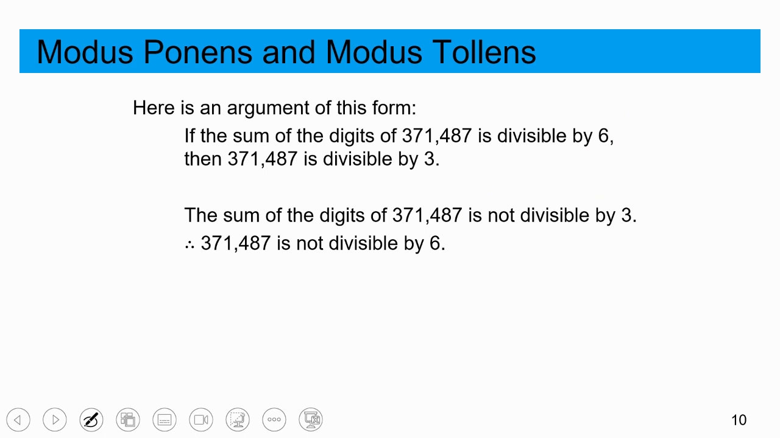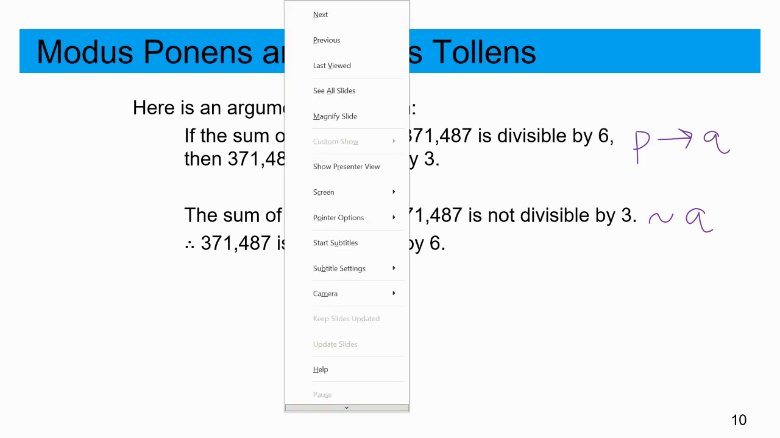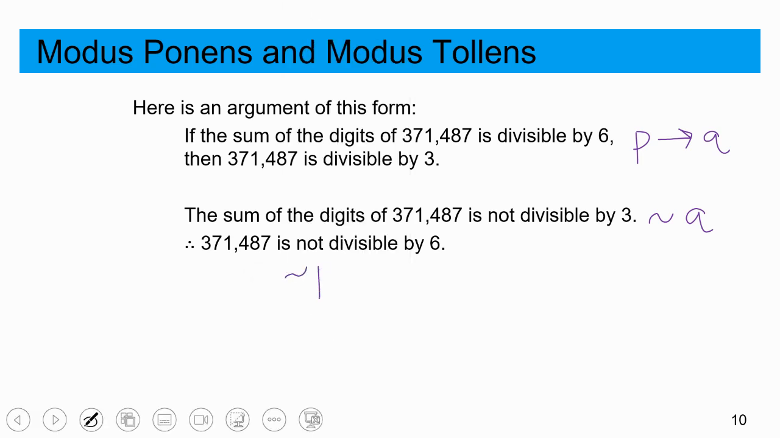And here's an example. It says, if the sum of the digits of the number is divisible by 6, then the number is divisible by 3. The sum of the digits is not divisible by 3. So here we have P implies Q, and now we're saying not Q. Our conclusion is that the number is not divisible by 6. So that would be our not P.